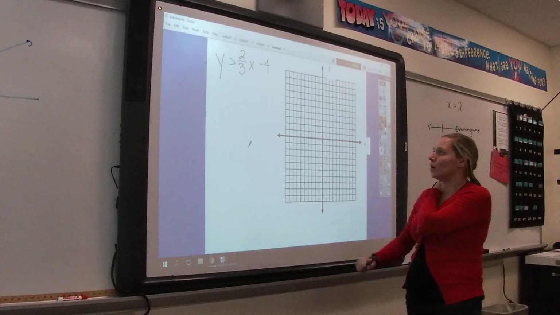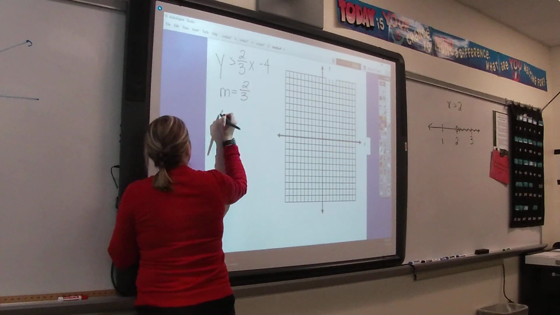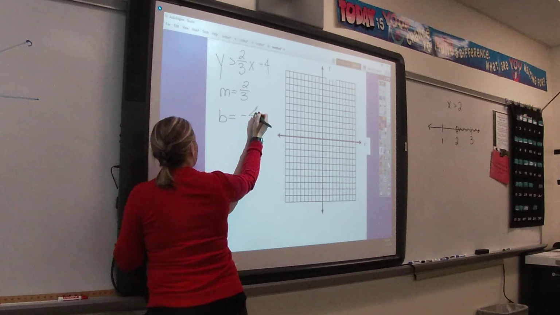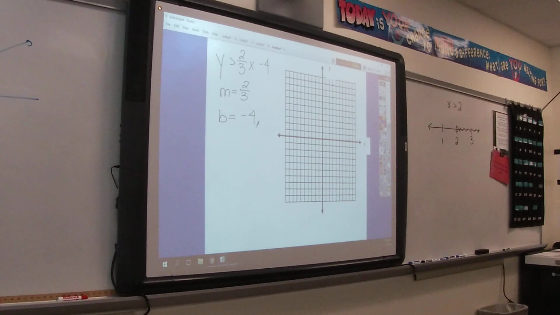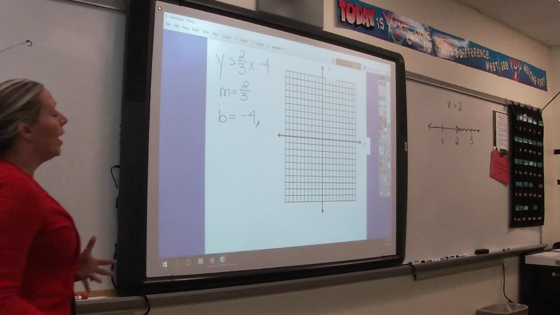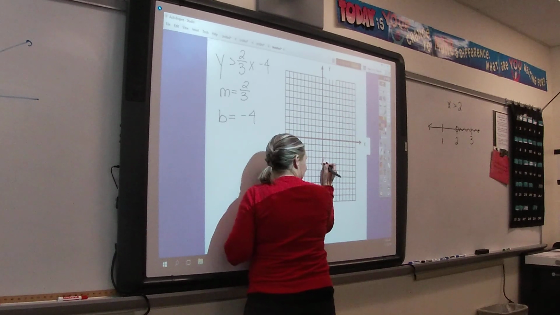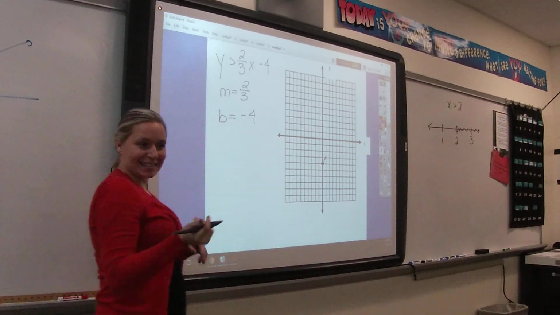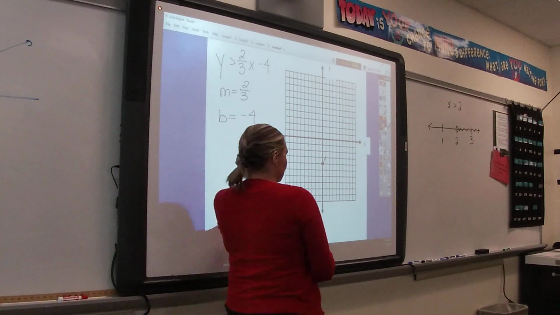So what does m equal? 2/3. And what does b equal? -4. And we're going to graph by the rules that we already know. So where are we going to start? -4. Then we're going to go up. Exactly. Yes. Okay, and then we're going to consider our slope. We're going to go up 2 over 3.